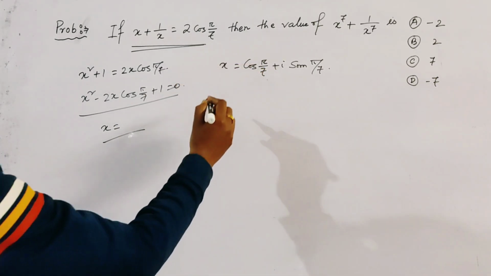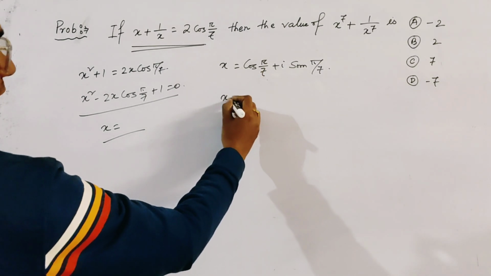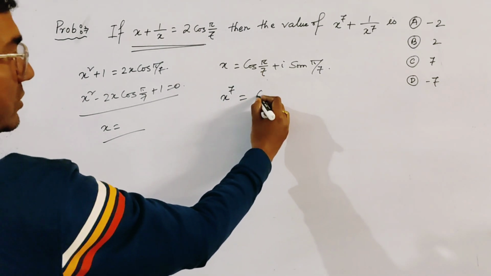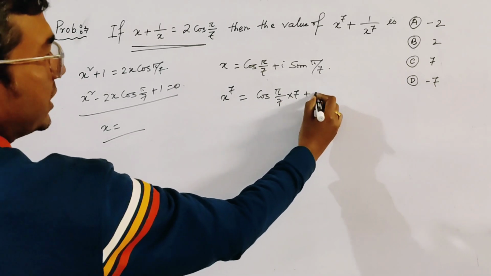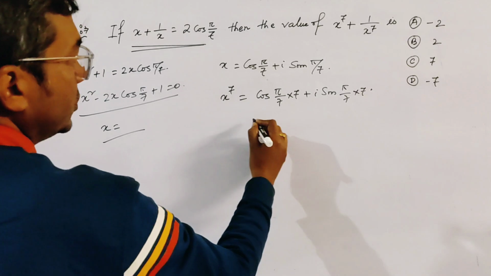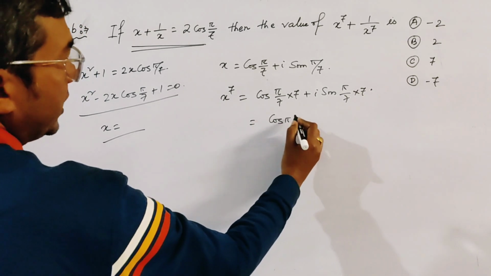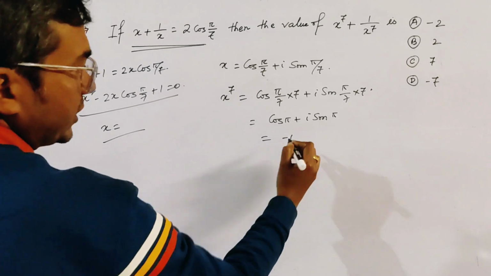Now using De Moivre's theorem we get x to the power 7 is equal to cos of pi by 7 into 7 plus i sin of pi by 7 into 7. So we get cos pi plus i sin pi, so this is minus 1.